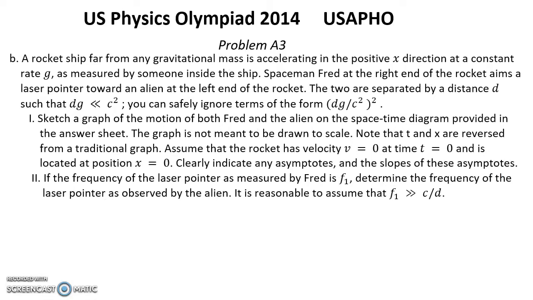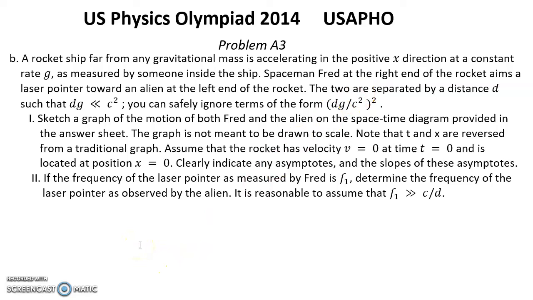Part B. A rocket ship far from any gravitational mass is accelerating in the positive x direction at a constant rate g, as measured by someone inside the ship. Spaceman Fred, at the right end of the rocket, aims a laser pointer toward an alien at the left end of the rocket. The two are separated by a distance d, such that dg is much less than c squared. You can safely ignore terms of the form of this one.